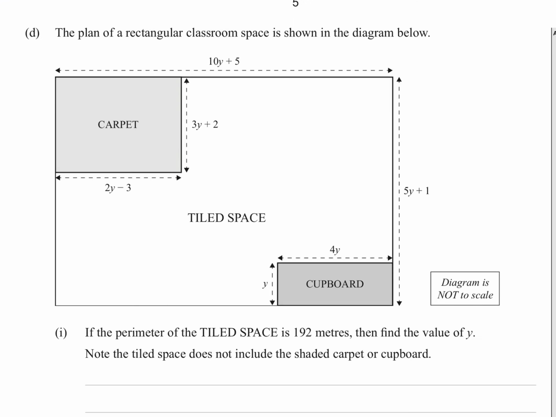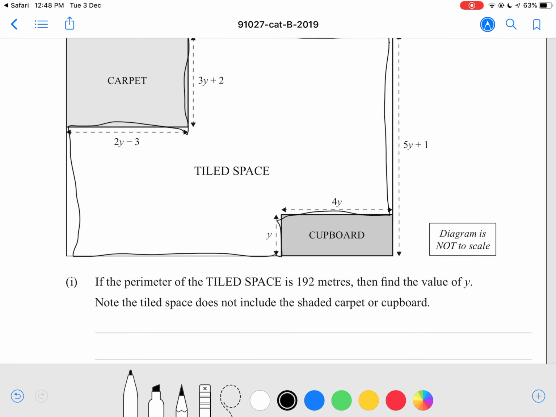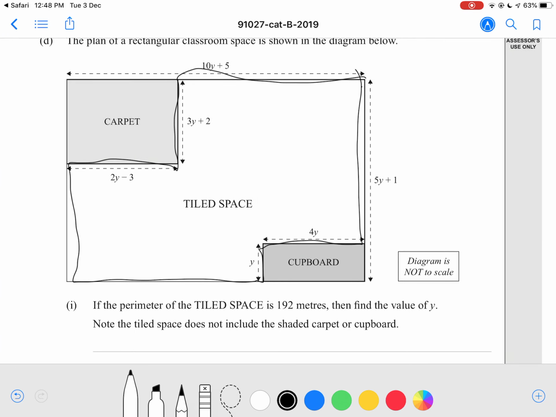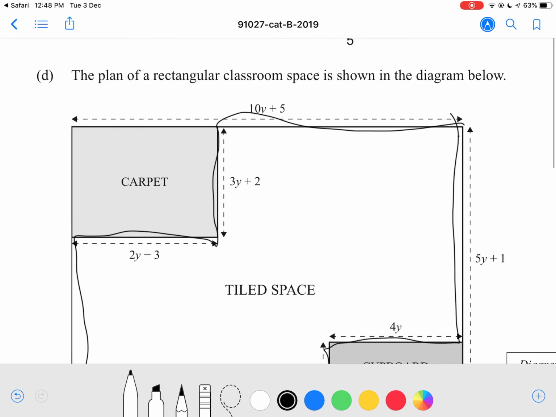Alright. The plan of a rectangular classroom space is shown in the diagram below. If the perimeter of the tiled space is 192 meters, find the value of y. Note that the tiled space does not include the shaded carpet or cupboard. Alright, so this question, it is a bit confusing the way they worded it, but I'm thinking they mean perimeter as in this length here. And that's fine. Okay, it's a pretty arduous process. So let me see. So this whole length is 10y plus 5.